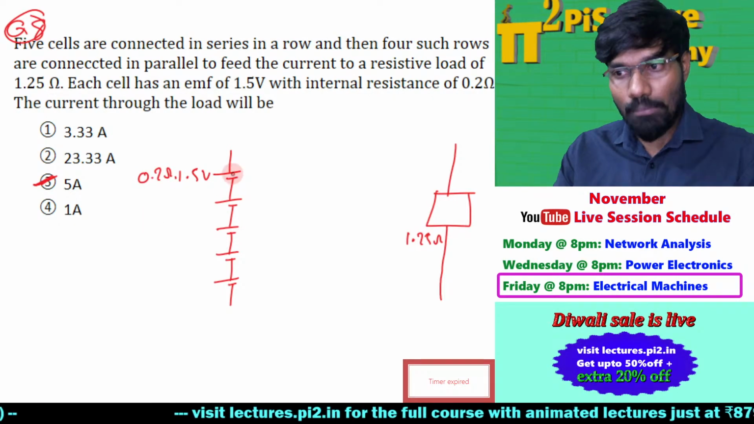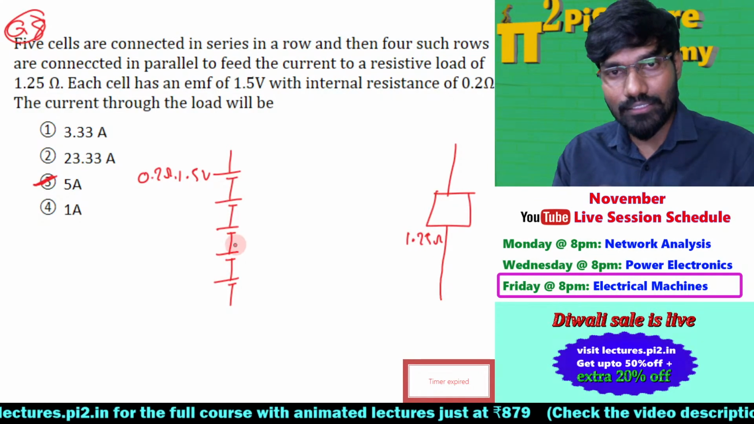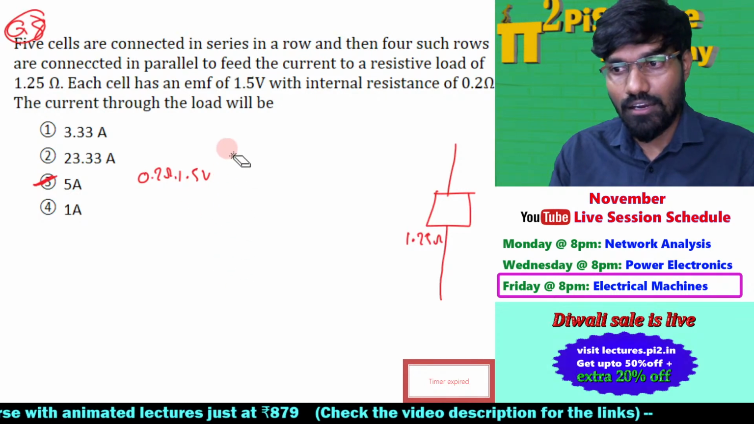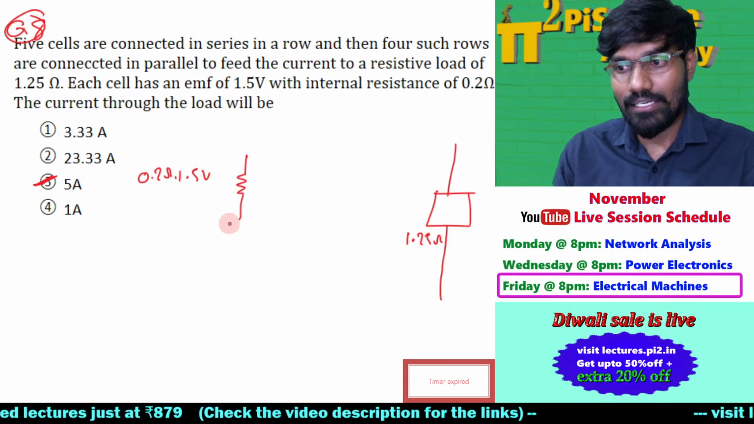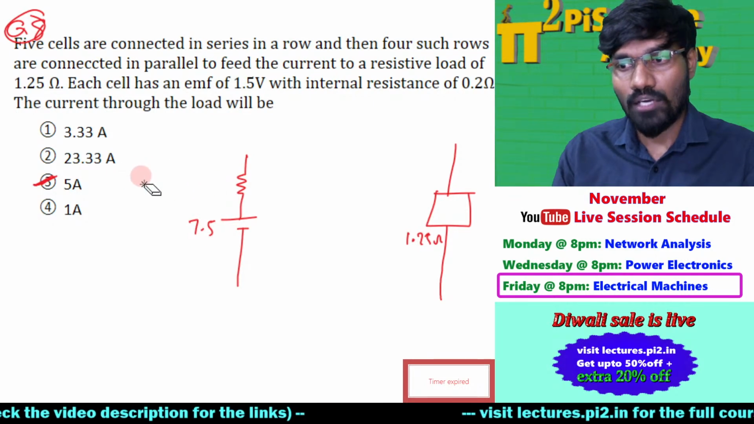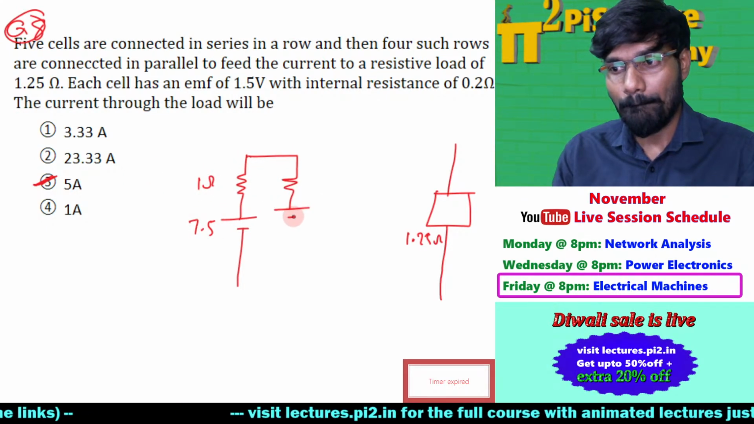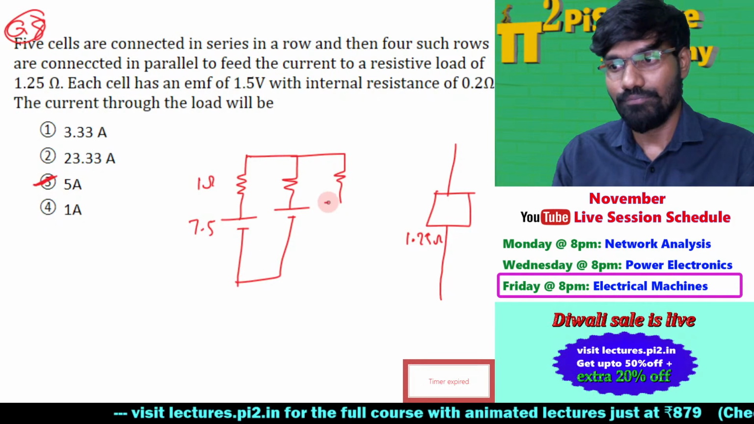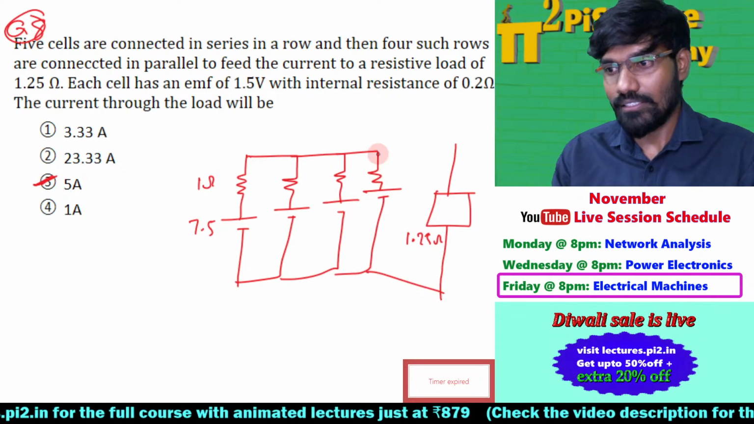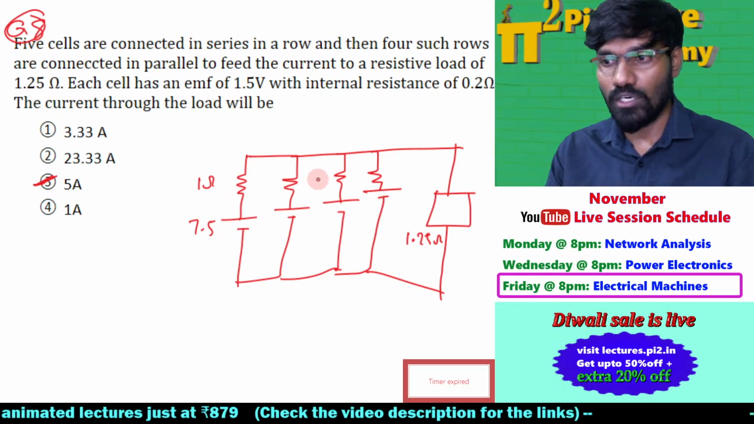Now tell me, 5 cells are in series. What is the total voltage? It is 7.5 volt. What is the total resistance? That is 1 ohm. So I can consider this as 7.5 volt with 1 ohm. Like that, we have 4 such things present here. Now it is connected to a load of 1.25. 7.5, 7.5, 7.5, 7.5, 1, 1, 1, 1.